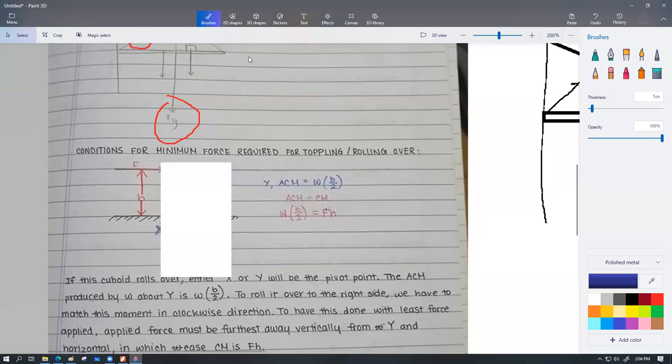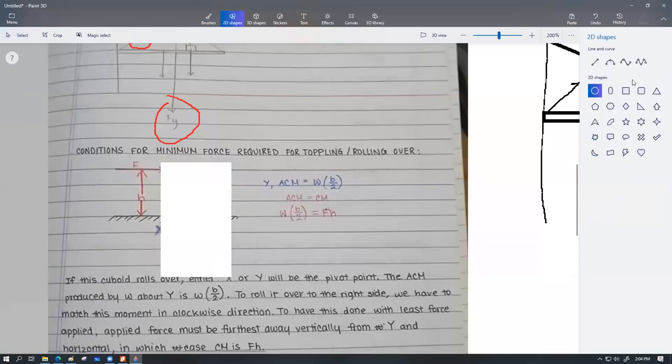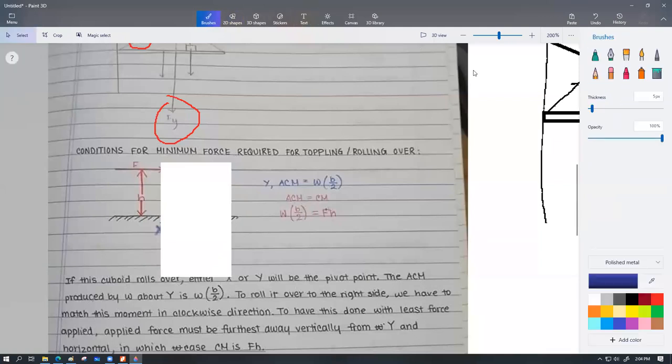Sir, sorry to interrupt, sir. I had a question. Yeah, bolo. Sir, which line would be vertical? I mean, that's it. I'm going to find out what I can draw with. Oh, I see. Oh, okay.